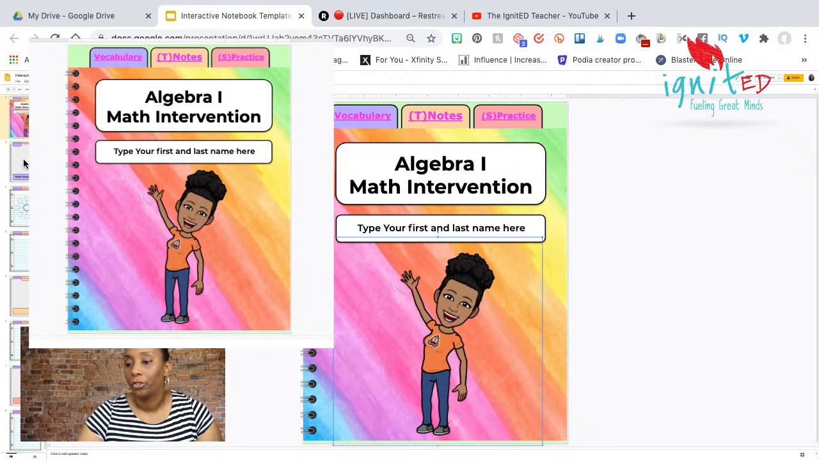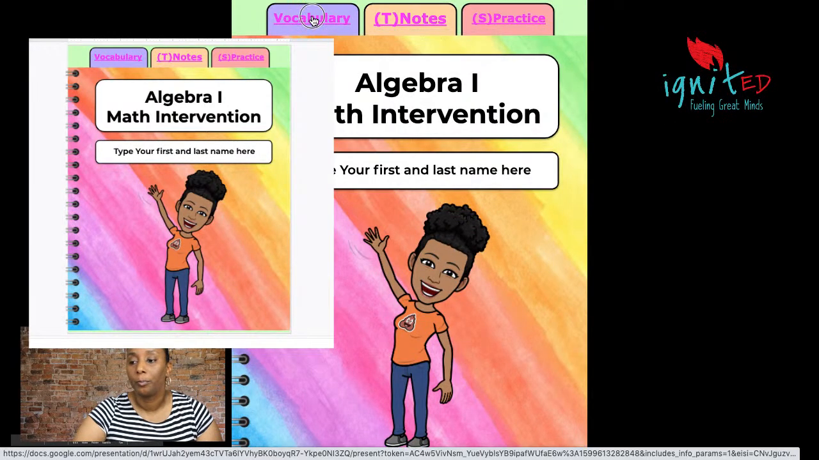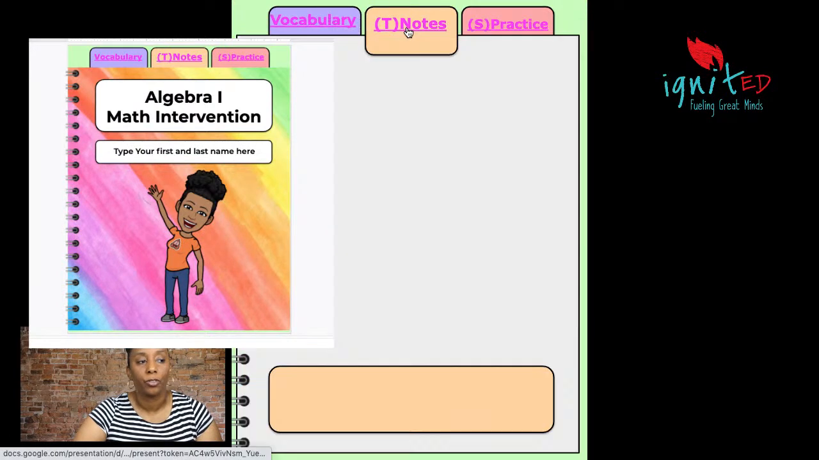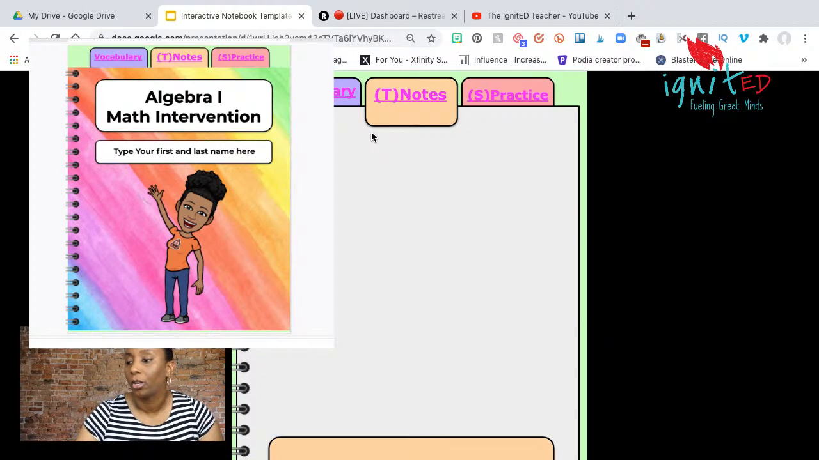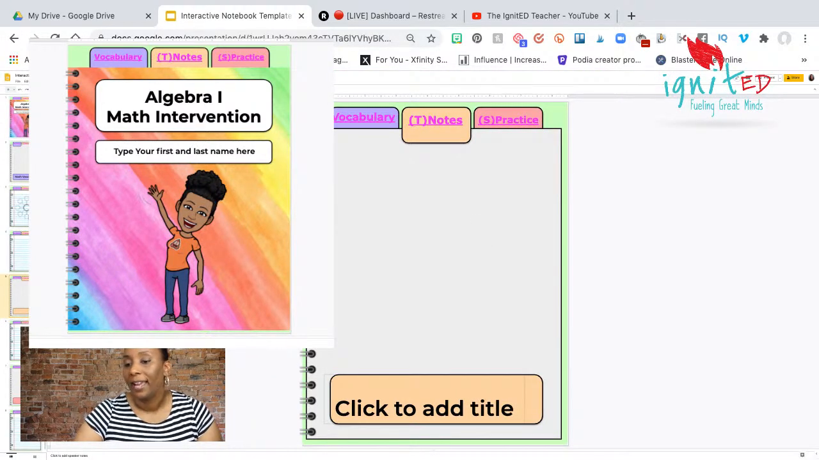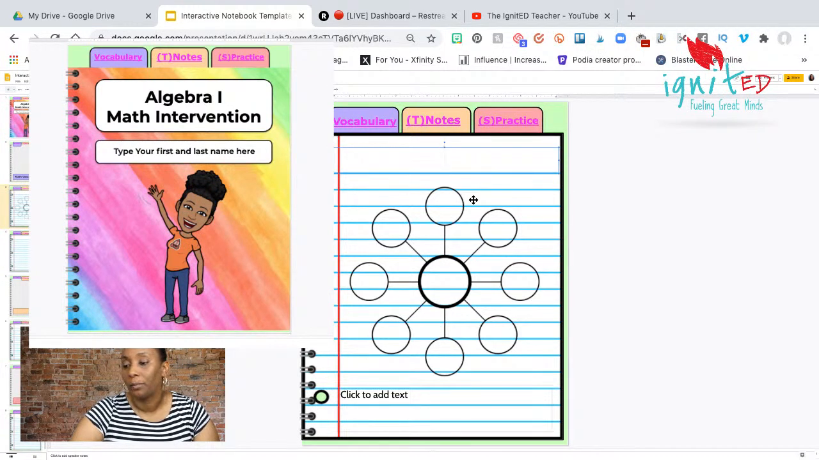So let me go ahead and show you the tabs. If I put this in presentation mode, these links link to different sections in the book. As you can see, it's color coded. If I go back to that, that's how that works. Now, just like with my paper interactive notebook, the kids can click. These are just text boxes, and what I did is went in and added some graphic organizers.